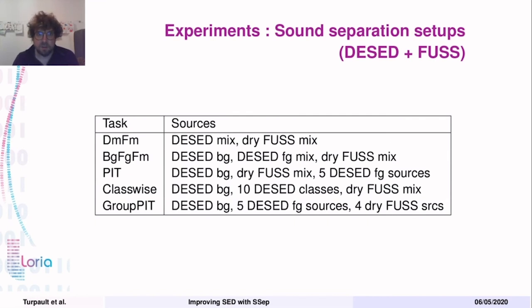Then we have the class-wise approach, where we try to separate DCASE background, the dry FUSS mix, and 10 different sources for 10 different classes. And the final one is trying to separate DCASE background, 5 DCASE foreground sources, and also the 5 sound sources from the FUSS background.